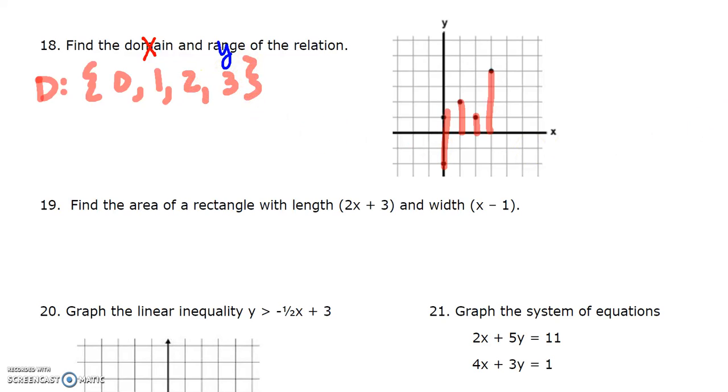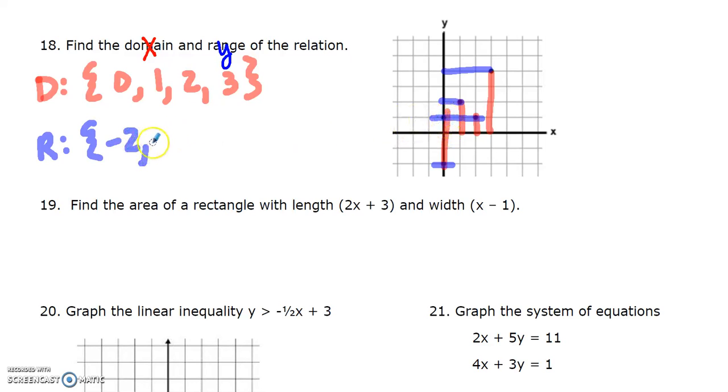Okay? If I look for my range values, remember those are the y values. So I've got a point here, I have 2 points here, I have 1 point here, and I have 1 point here. So let's see what those numbers would be. So my lowest value is -1, -2.